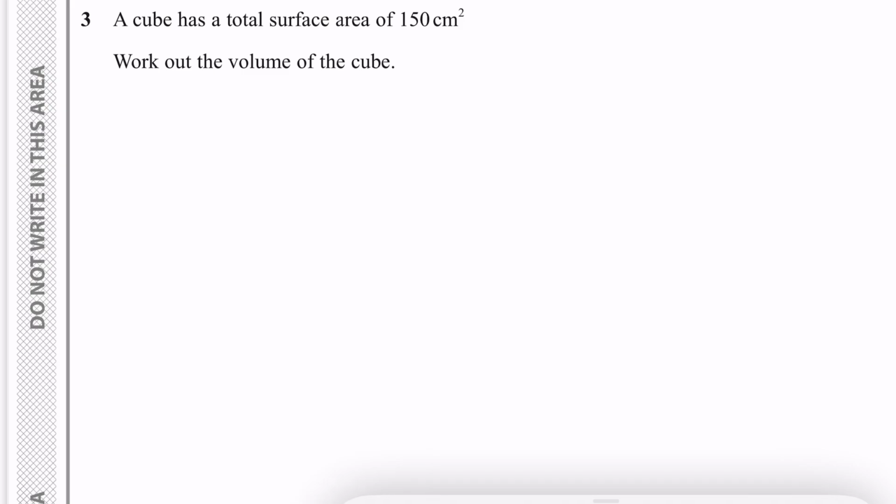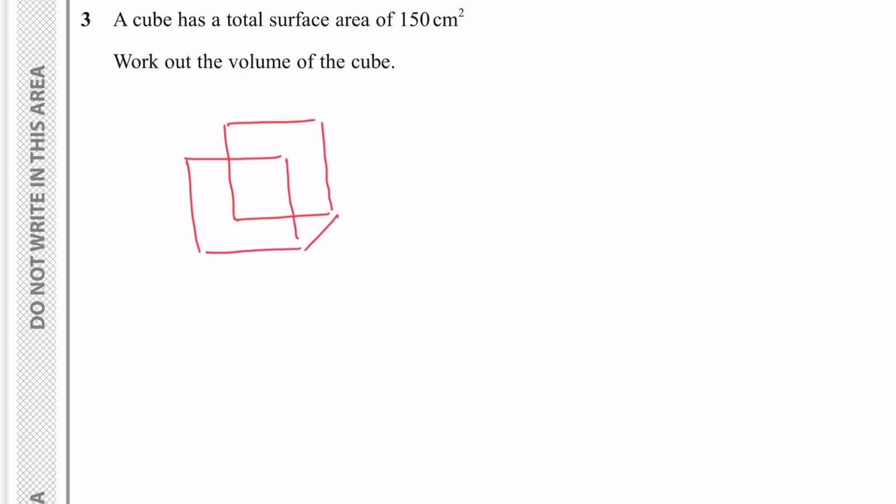It's a very common question in the exams. So they give you the total surface area of a cube. So let's draw a cube. Right, so the total surface area is 150 centimetres squared. And then from there, they want you to work out the volume of the cube.